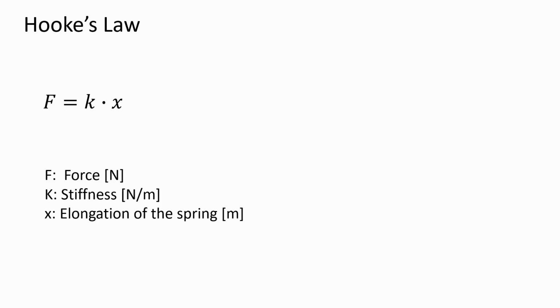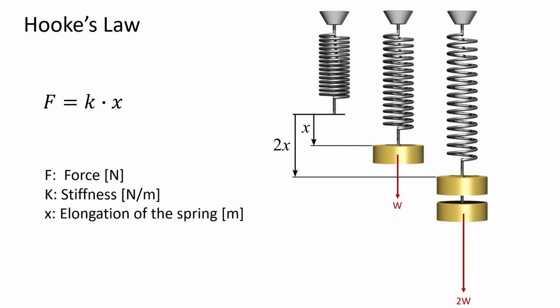K is a constant, and it represents the stiffness of the spring, and it could change depending on the type of the spring. You can observe that the extension of the spring is proportional to the force applied, so in this case, doubling the mass, the extension of the spring doubles.